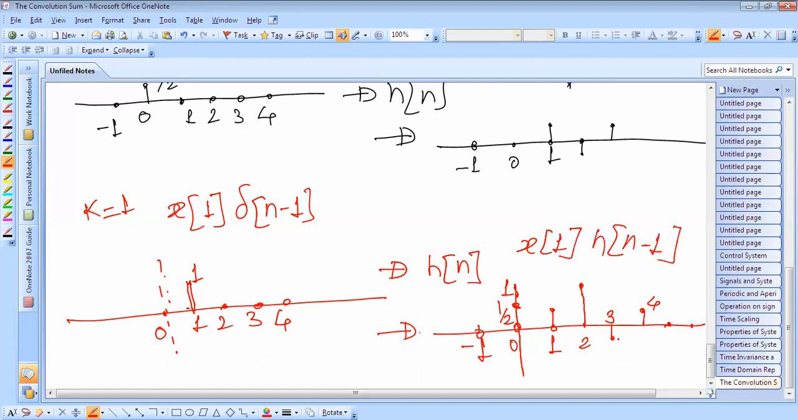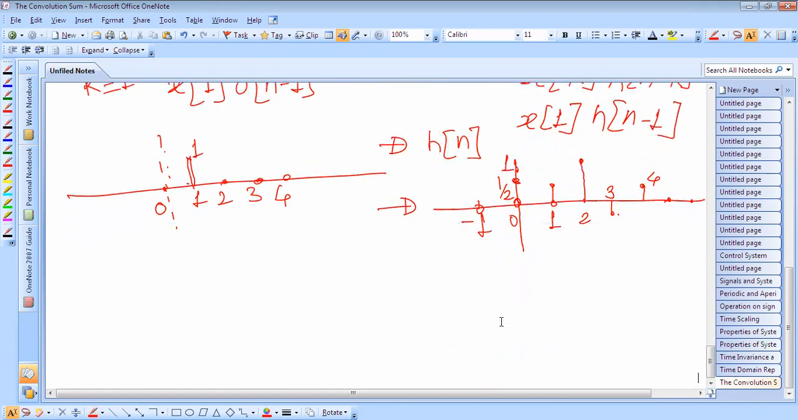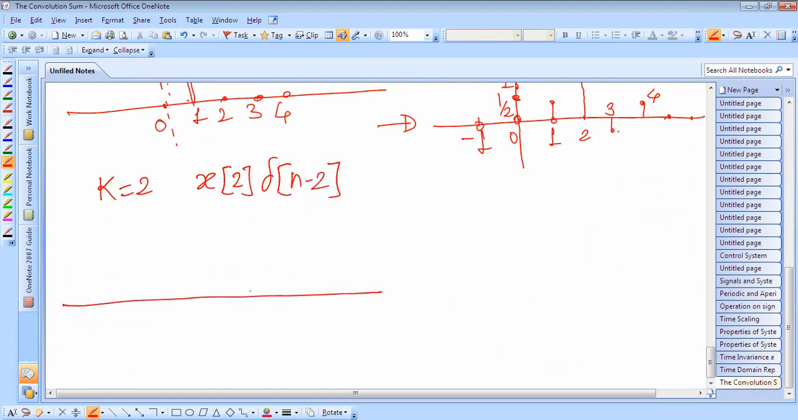So by putting k is equal to 0, it was the x of k into h of n minus k. So instead of k, we are putting here now 1. When you put that, we'll get these signals. And next, suppose k is equal to 2 in the equation, we get, what is k? K is the input component. For k is equal to 2, I will just write x of 2 into del of n minus 2.